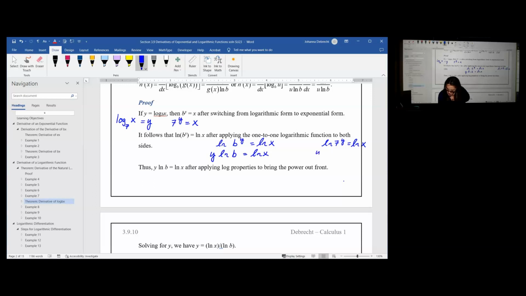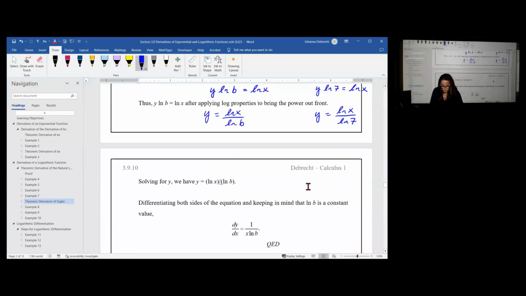The next thing we want to do, of course, is go ahead and divide both sides by the natural log of the base. The y represents our logarithm. We want dy dx. So the next thing we're going to do is isolate the y and write the natural log of x divided by the natural log of the base. Or in our example, the natural log of x divided by the natural log of 7.